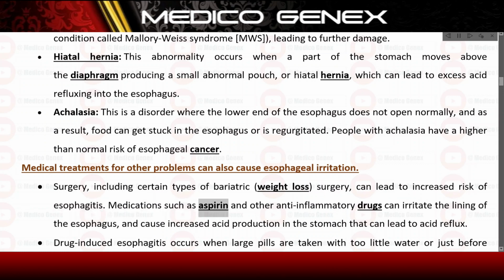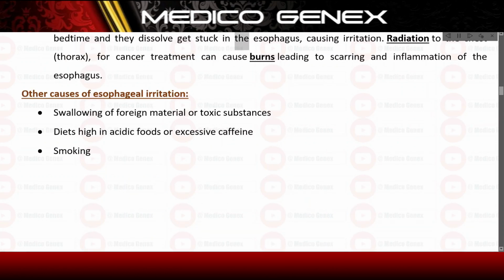Medications such as aspirin and other anti-inflammatory drugs can irritate the lining of the esophagus and cause increased acid production in the stomach that can lead to acid reflux. Drug-induced esophagitis occurs when large pills are taken with too little water or just before bedtime and they dissolve, get stuck in the esophagus, causing irritation. Radiation to the chest, thorax, for cancer treatment can cause burns leading to scarring and inflammation of the esophagus.